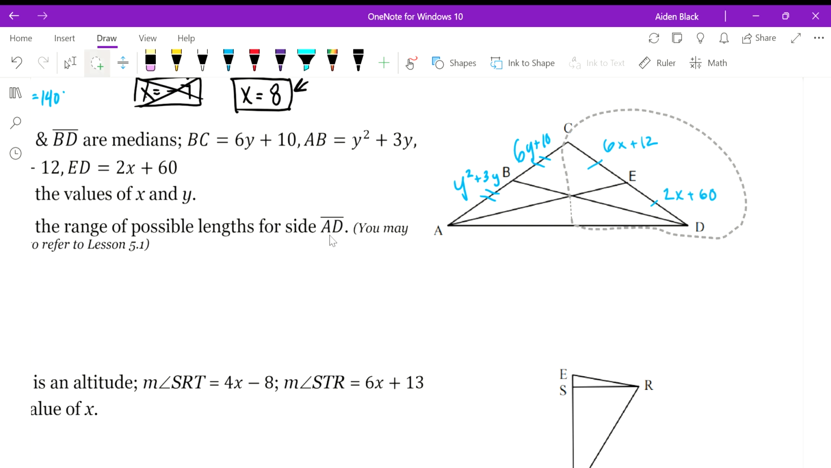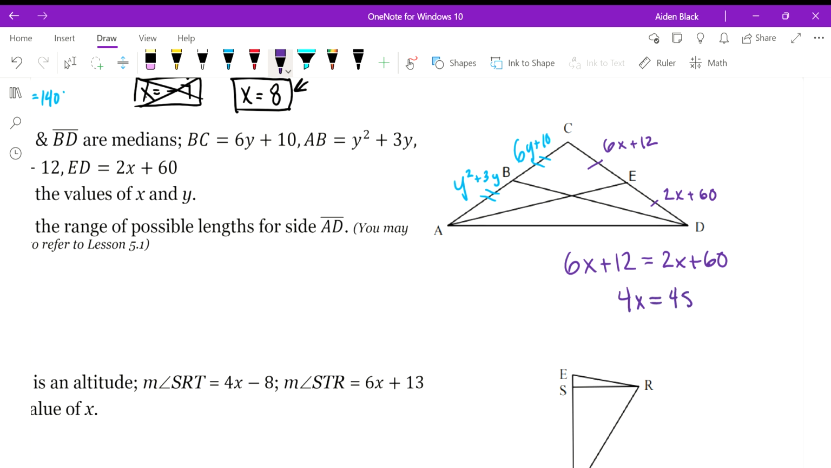So you should notice that these two over here, they're congruent segments. Let's change them to a different color. So we know that they're congruent, which means their measures are equal. 6x plus 12 is equal to 2x plus 60. So this one you should have an easy time of solving. So x equals 12. Good, we got the value of x.